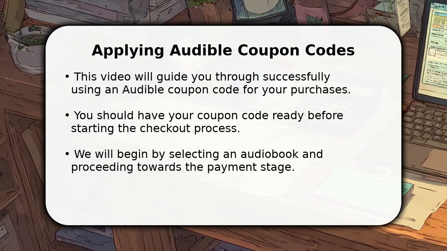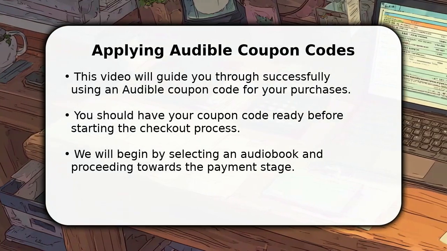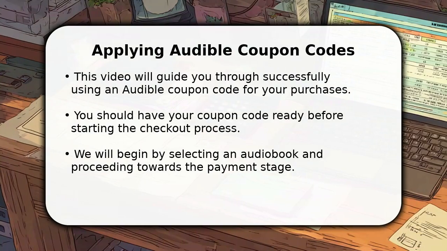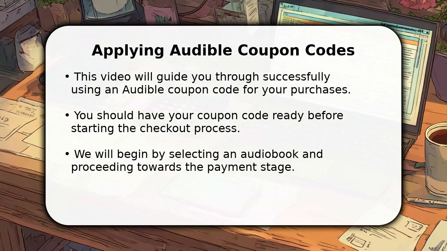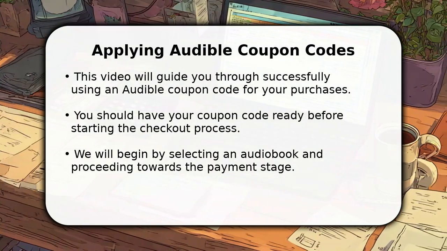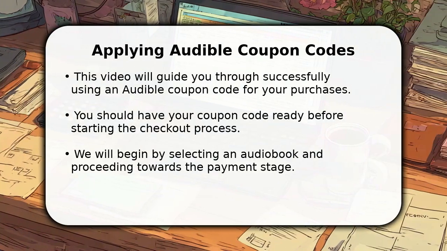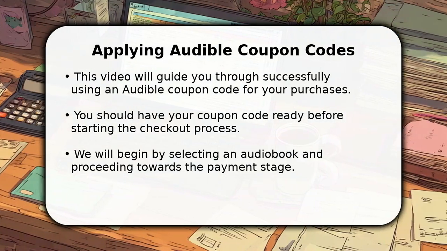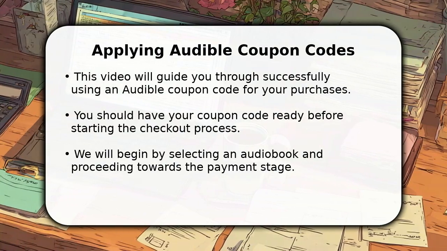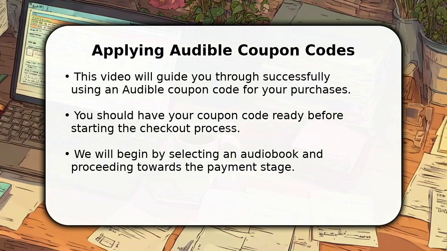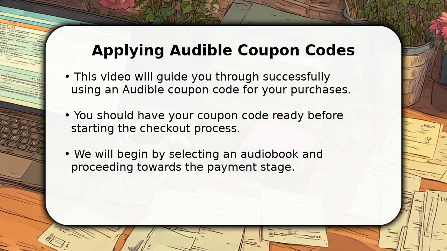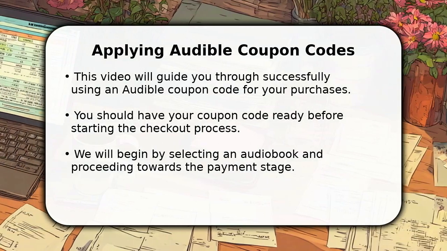In this video, I will explain how to use an Audible coupon code. First, find the audiobook you wish to purchase on Audible's website or app. Add it to your cart, then proceed to the checkout page, where you will see your order summary. This is the main page where we will apply your discount, ensuring you get the best price available. Keep your coupon code handy for the next step.